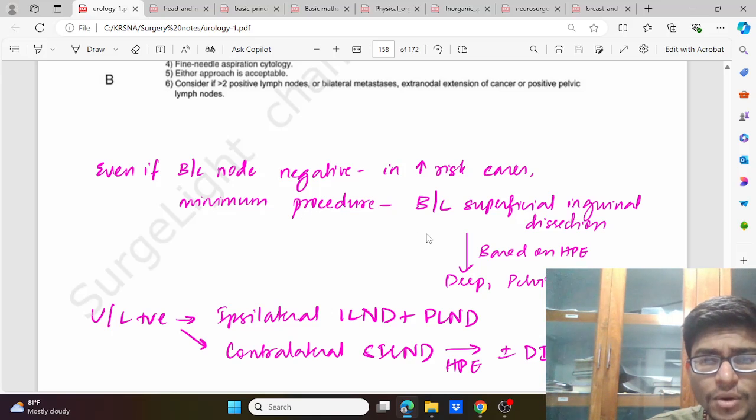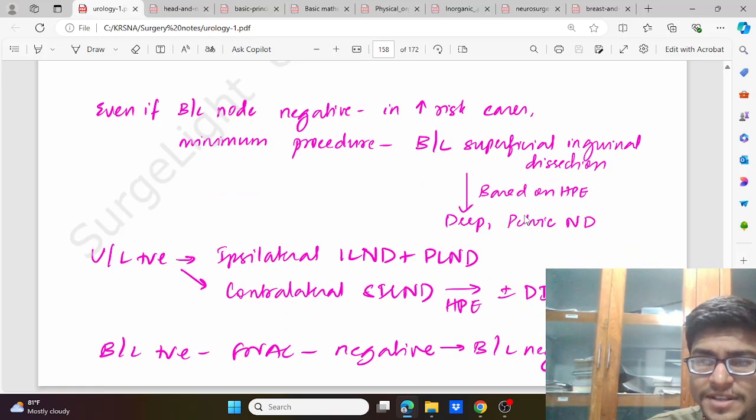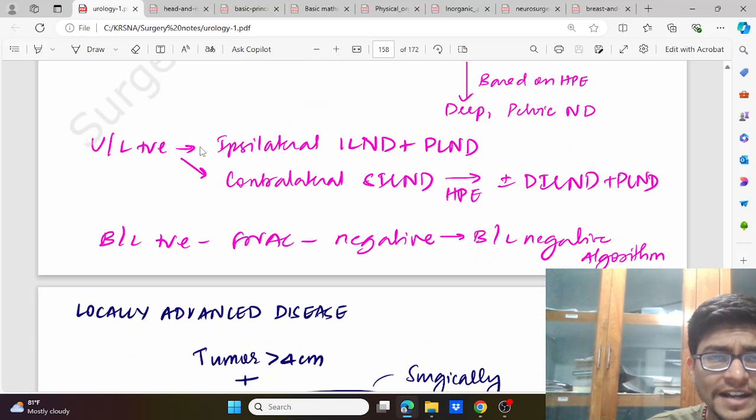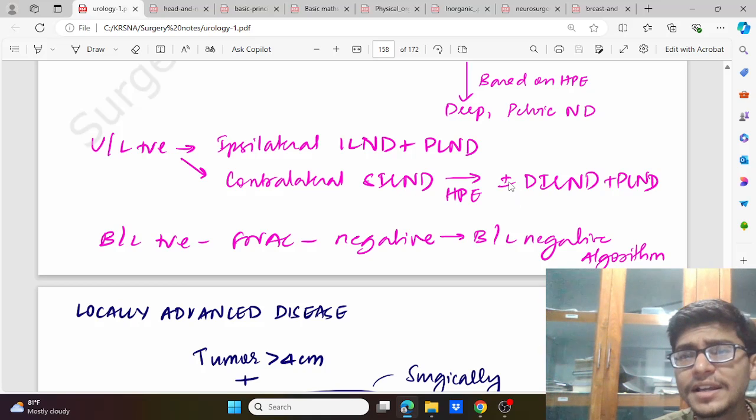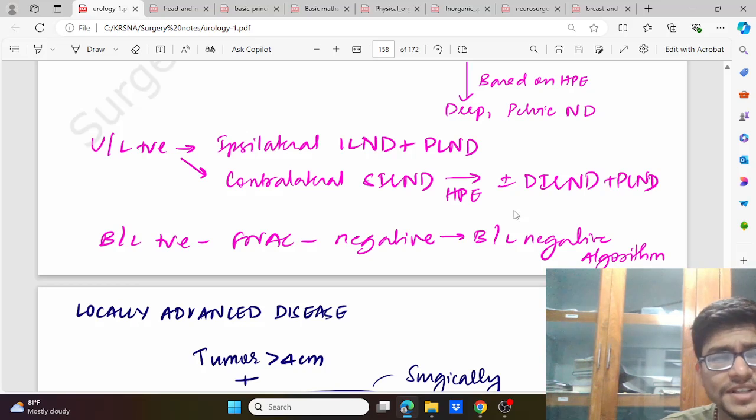So the minimum procedure we go for is bilateral superficial inguinal dissection. Depending on the HPE, we go for deep and pelvic lymph node dissection. If it is unilateral positive, then ipsilateral inguinal lymph node dissection and pelvic lymph node dissection. Contralateral, we go for superficial inguinal lymph node dissection, and we check. If it is positive, then we may need deep inguinal lymph node dissection and pelvic lymph node dissection.